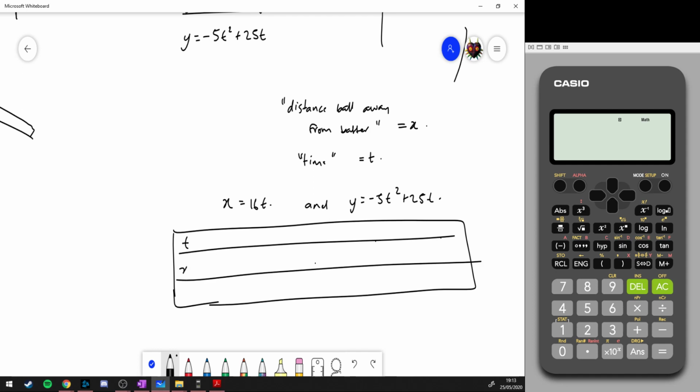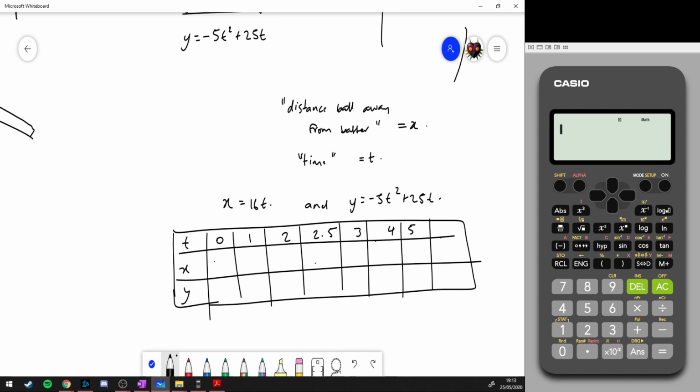So t, and then we've got two equations that we want to fill out. What we're going to do is go 0, 1, 2, 2.5, 3, 4, and 5. And it's going to be very obvious why we've put those numbers in very shortly. So my x values are very easy.